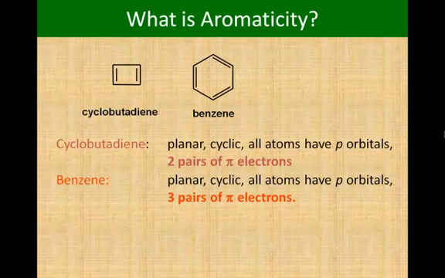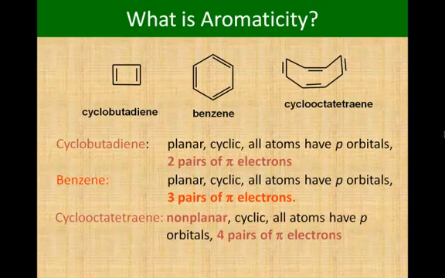Let's have a look at cyclobutadiene. Cyclobutadiene is planar, it's cyclic. All the carbon atoms in the ring have p orbitals. However, it has only 2 pairs of pi electrons. So it has an even number of pi electron pairs. Cyclobutadiene is not aromatic.